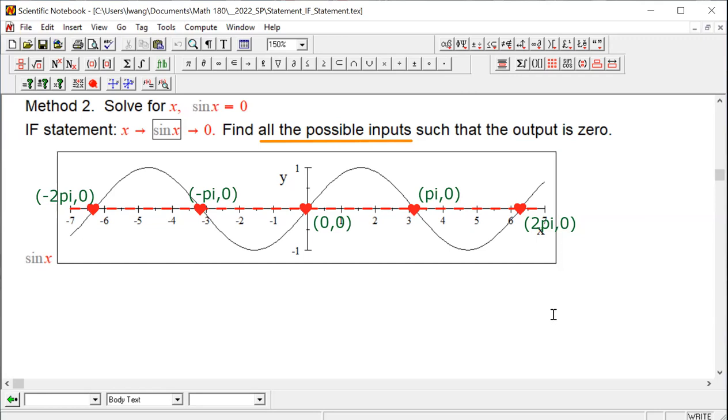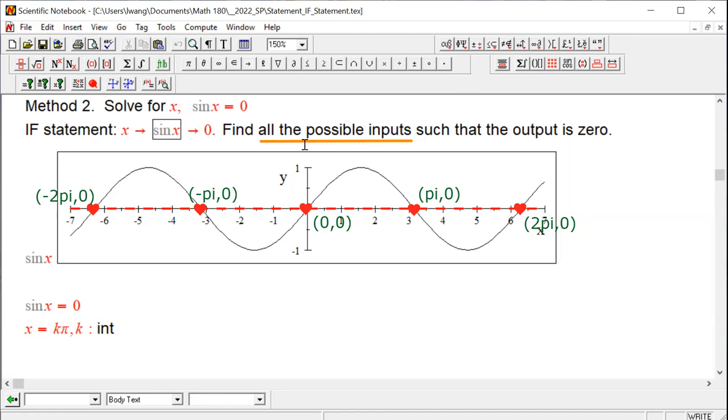So the solutions are identified. How do we show work? If sine x equals 0, that's how you read it, and x equals what? K pi. And then you just have to tell the reader k is any integer. That's all the work you have to show. Would it be nice to show the picture? Sure, but if you do show the picture, you may like to mark the points as well.